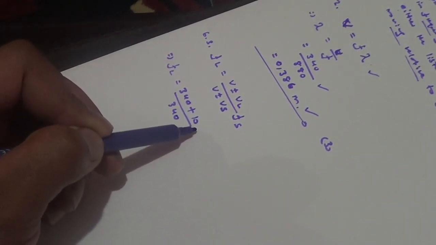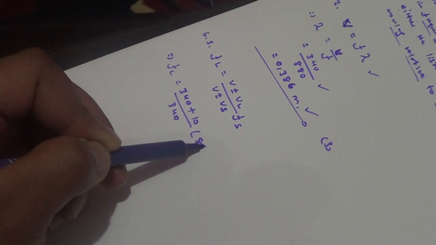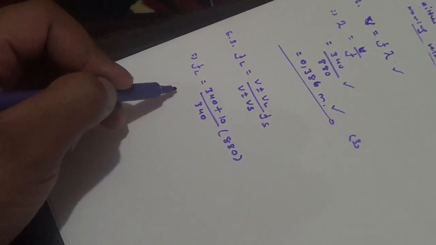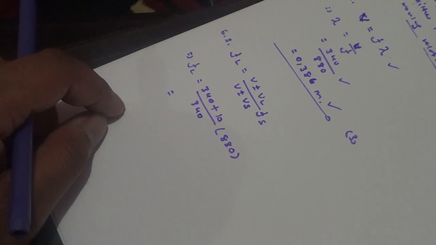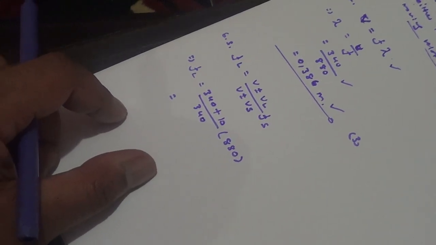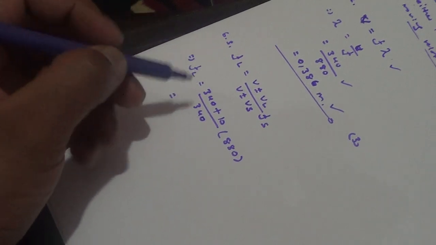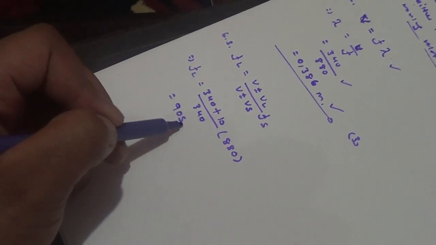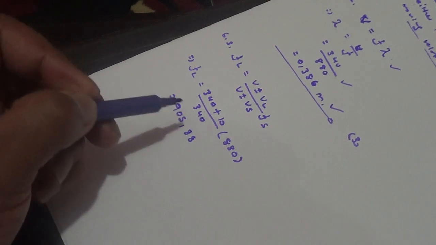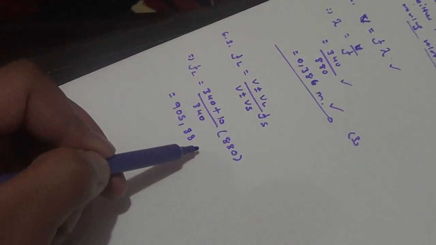Then what was the frequency of the source? It was 880. So let's do that, it's very easy. 340 plus 10 is 350, divided by 340, times 880. So I got a very big number here. This is 905, let's just do two decimal places because the other one is insignificant, hertz.